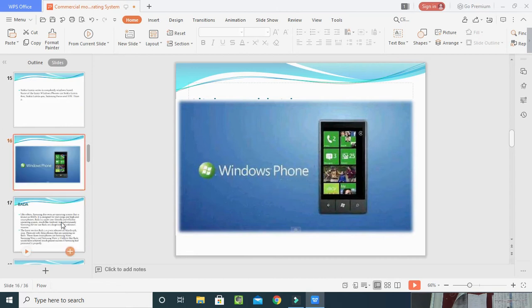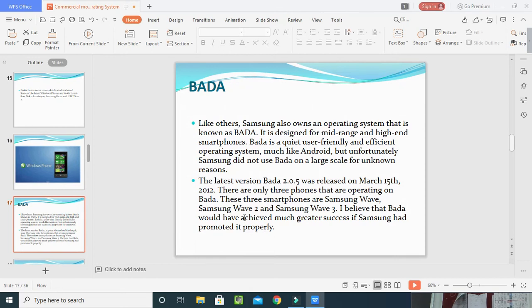Now, Bada. The competition was taking place with Motorola and Nokia, and Samsung also emerged in the market. Samsung also owns an operating system known as Bada. It is designed for mid-range and high-end smartphones. Bada is quite user-friendly and efficient, much like Android. Unfortunately, Samsung did not use Bada on a large scale for unknown reasons. The latest version, Bada 2.0.5, was released on March 15, 2012.